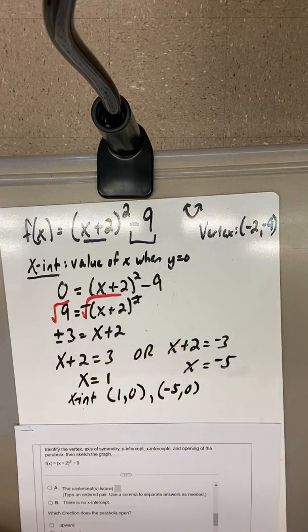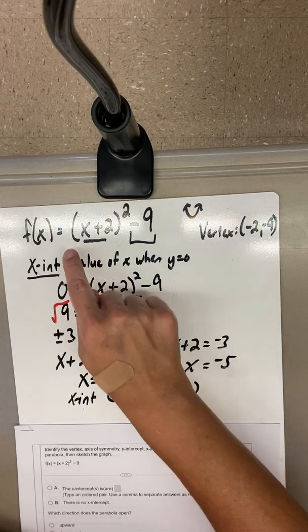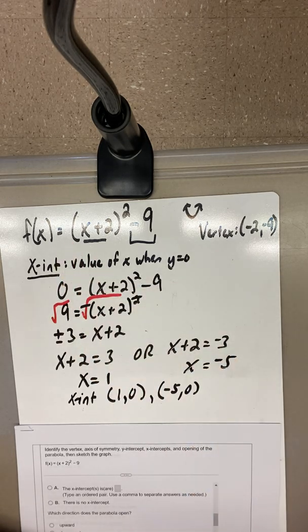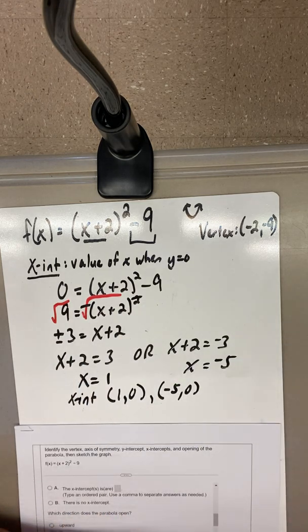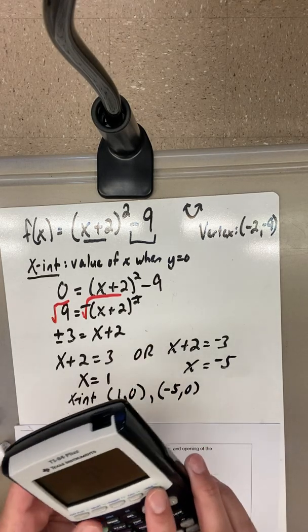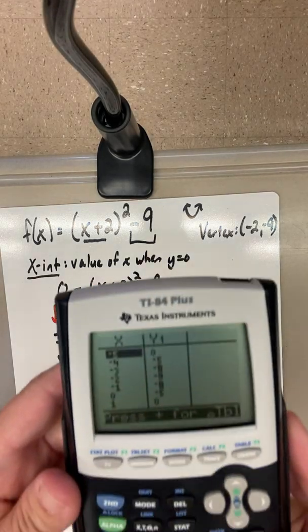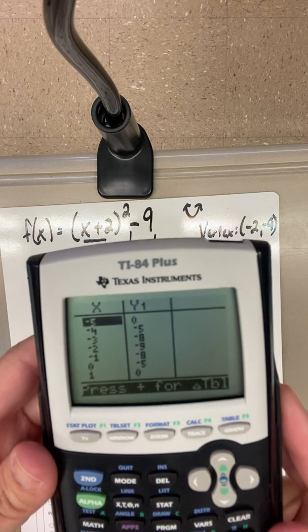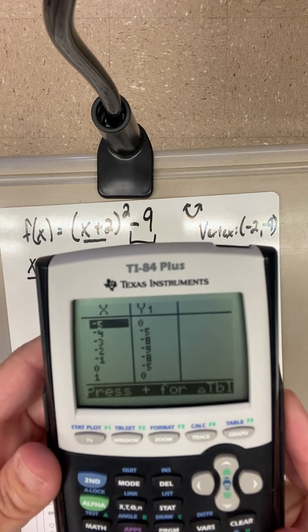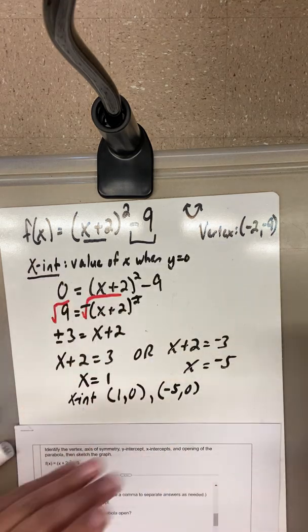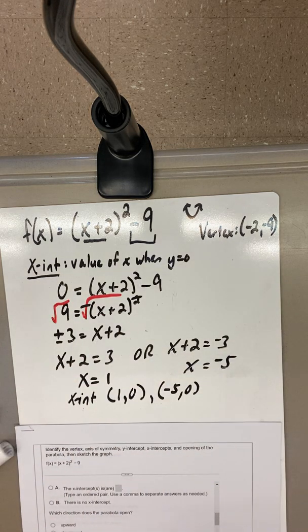All right, it wants to know if it opens up or down. The leading coefficient's positive, it opens up, plus we just looked at the graph. There you go. Okay, I guess I could have done that with the table. Look at that. On the table, you can see x when y is 0 at x equals -5 and x equals 1. All right, what else are they asking us to do for this?